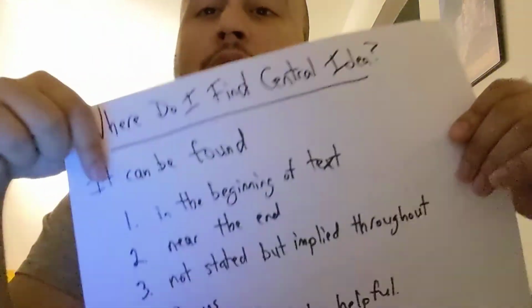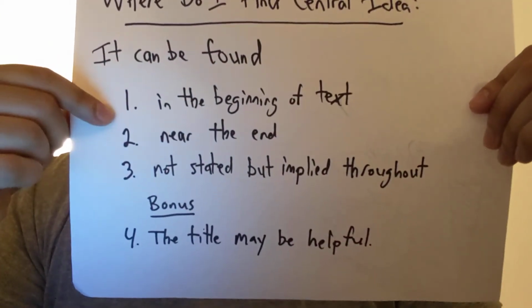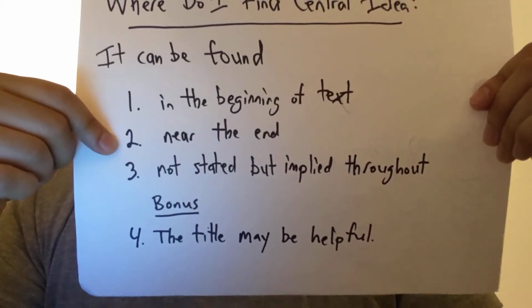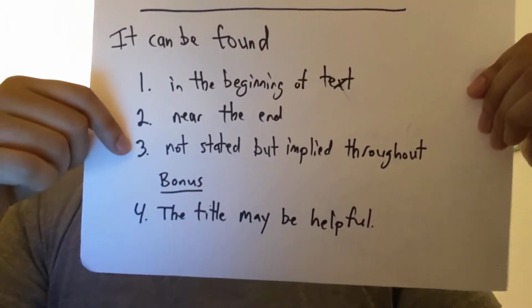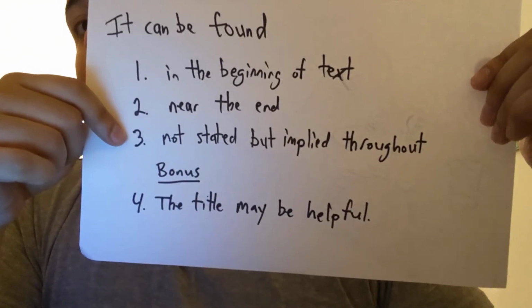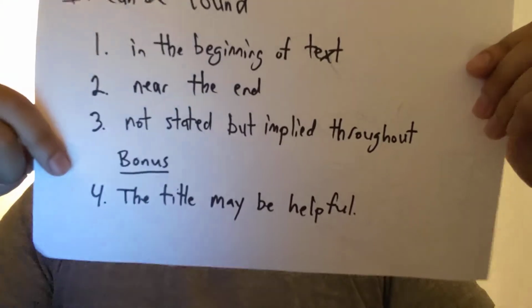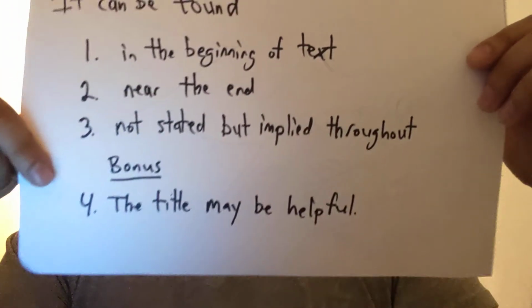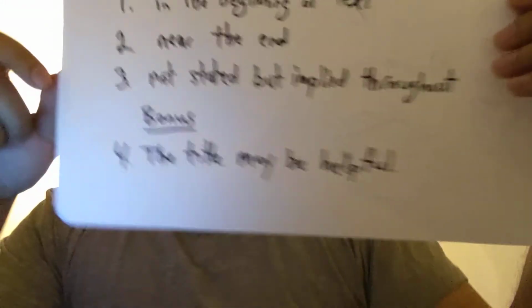So sometimes the main idea can be found straight up in the text. It can be found 1, in the beginning of the text, 2, near the end of the text, 3, it will be implied throughout. So that means the main idea is not directly stated. It will be implied. Also, I gave you a little bonus here. Number 4, the central idea can be just something directly in the text. So whatever the text is talking about can be definitely one of the subjects of the article, and most likely the main idea.